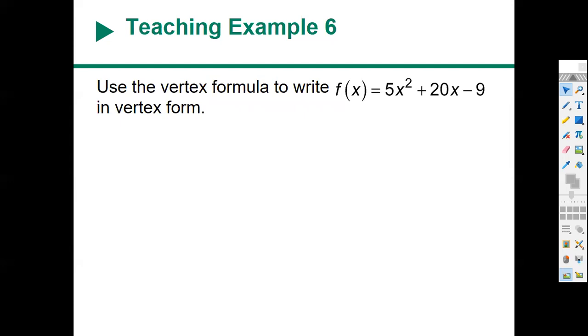So going over the vertex form, remember we've already modeled it once together, showing you the comparison between that and completing the square. So looking here, you have f of x equals 5x squared plus 20x minus 9. Please put in vertex form using the vertex formula. Okay, let's see what we did. So step 1 is to identify your a. And what's our a? 5. Step 1's easy.